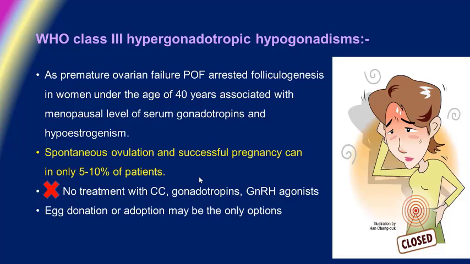Spontaneous ovulation in this group of patients, successful pregnancy can only occur in 5 to 10%. There is no treatment for this group of patients. No role for clomiphene citrate, no role for gonadotrophin treatment, and even for gonadotrophin releasing hormone agonist treatment. Egg donation or adoption may be the only options for this group of women.